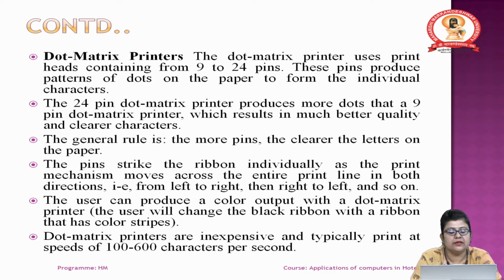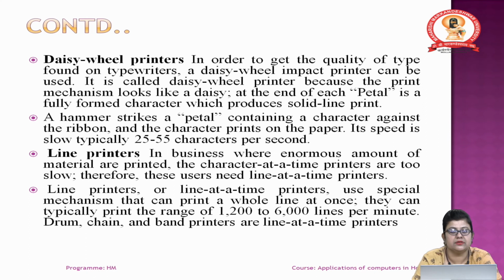The pins strike the ribbon individually as the print mechanism moves across the entire print line in both directions, from left to right and from right to left and so on. The user can produce colored output with a dot matrix printer. Dot matrix printers are inexpensive. Typically the print speed of them is 100 to 600 characters per second.